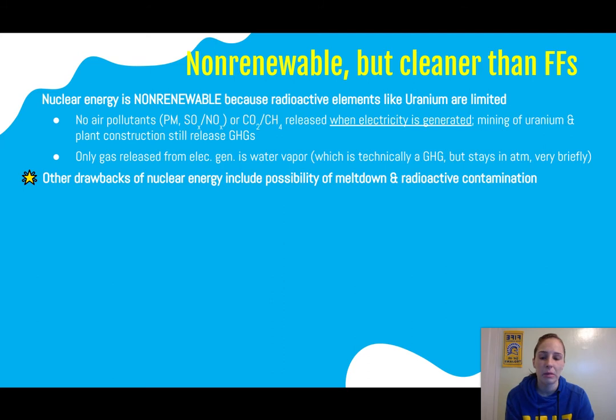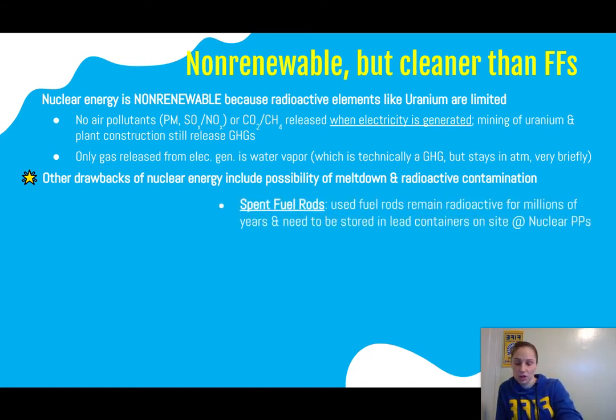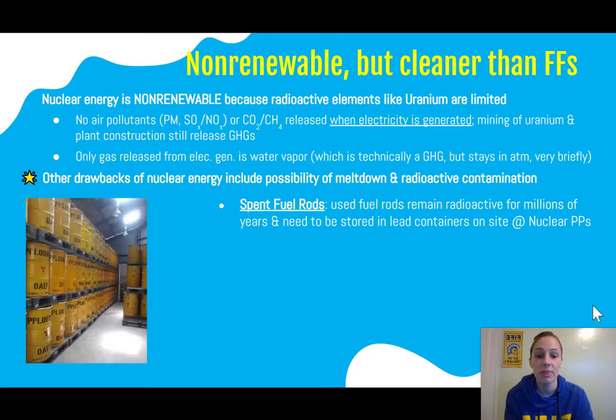Now, the other big main drawback of nuclear energy is going to be the possibility of meltdown and radioactive contamination. Radioactive contamination is basically the biggest downside of nuclear energy. One of the radioactive contamination concerns is going to be spent fuel rods. The fuel rods that are in there, where you're having all this uranium and the fission occurring, even when we're done using them, they remain radioactive for millions of years. And they need to be stored in lead containers, usually on site at the power plant.